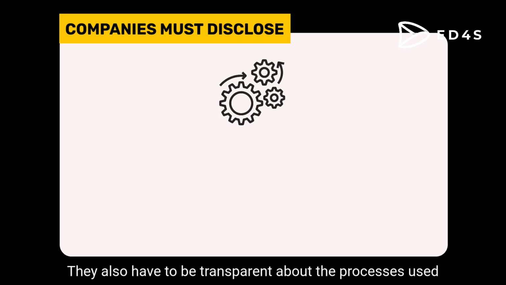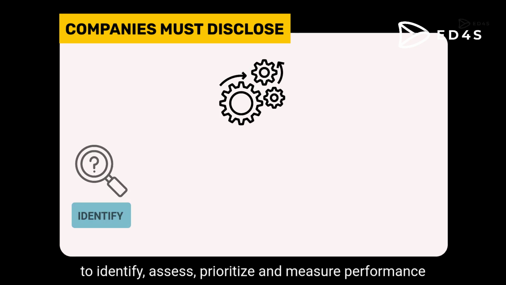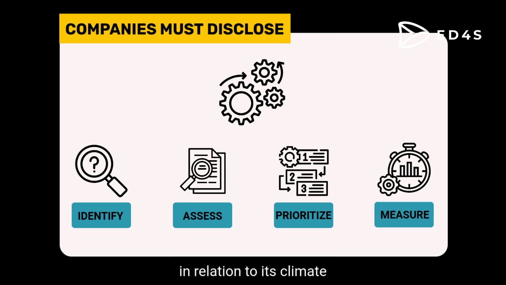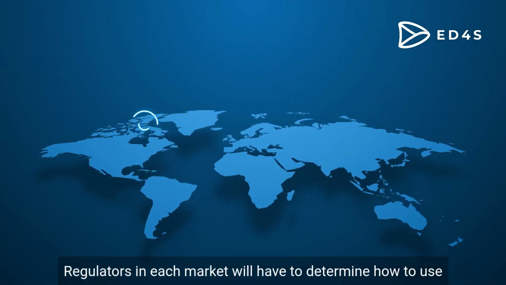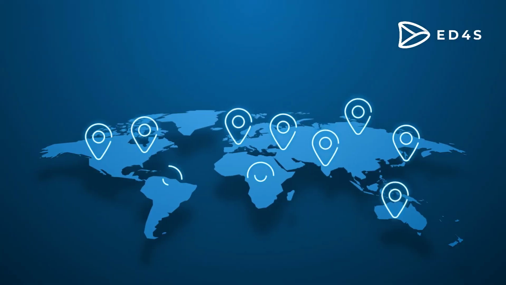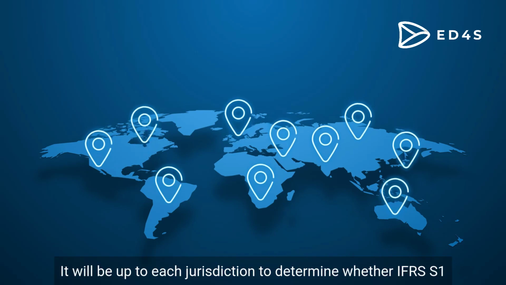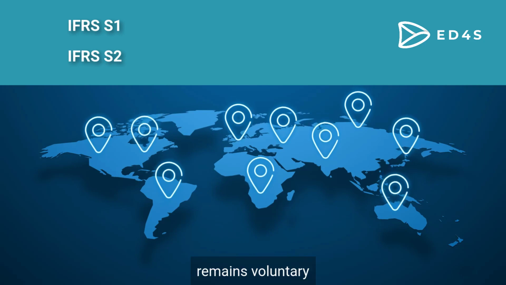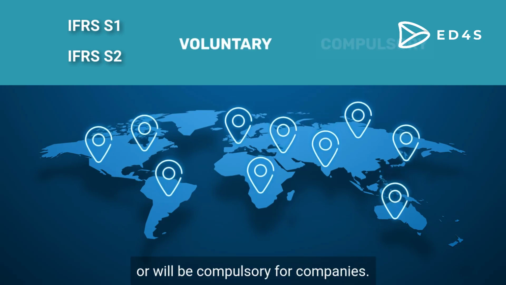They also have to be transparent about the processes used to identify, assess, prioritize, and measure performance in relation to its climate-related risks and opportunities. Regulators in each market will have to determine how to use the ISSB standards. It will be up to each jurisdiction to determine whether IFRS S1 and S2 reporting remains voluntary or will be compulsory for companies.